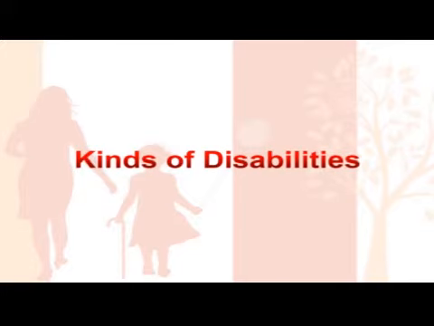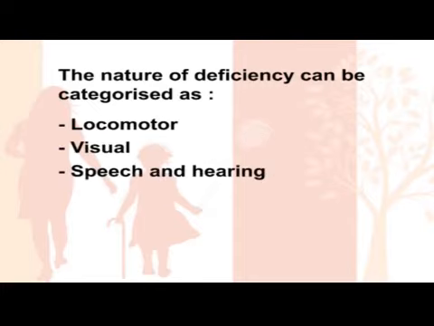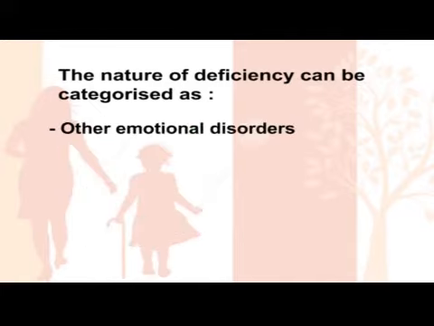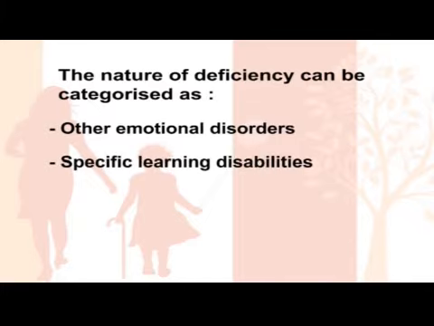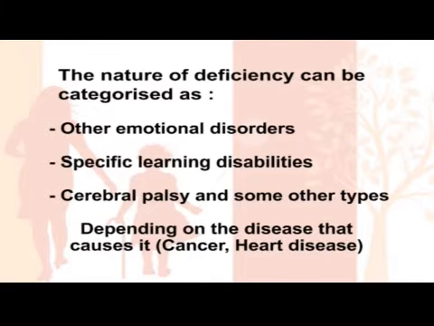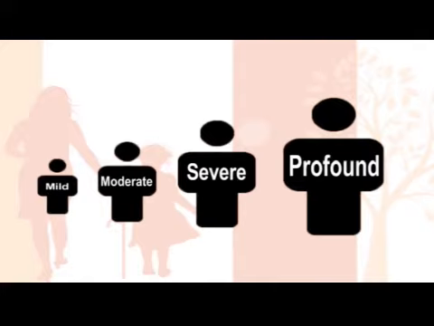Now, what are the kinds of disabilities? The nature of deficiency can be categorized as locomotor, visual, speech and hearing, mental. It includes mental retardation, mental illness, autism, other emotional disorders, specific learning disabilities, cerebral palsy and some other types depending on the disease that causes it, such as cancer, heart disease. These disabilities can further be categorized as mild, moderate, severe and profound depending on their severity.